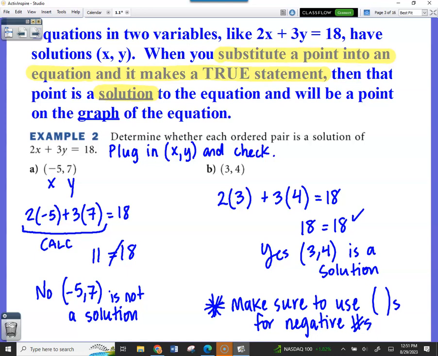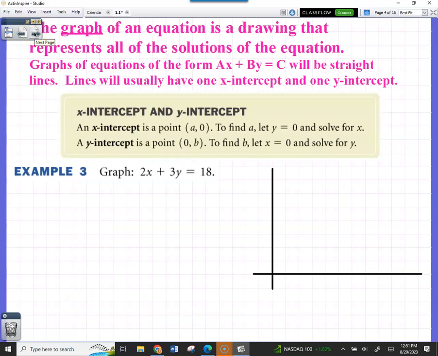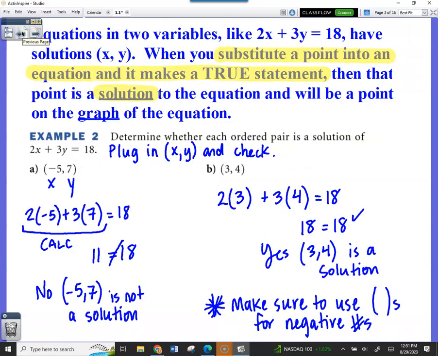All right, go to the next section. Looking at the graphs. Good old-fashioned graphing linear equations. Okay, what's the purpose of a graph? If I said, what's the solution to 2x plus 3y equals 18? You could say (3, 4). That's a solution, which means if I was to graph 2x plus 3y equals 18, it's going to pass through the point (3, 4), because it's a solution.